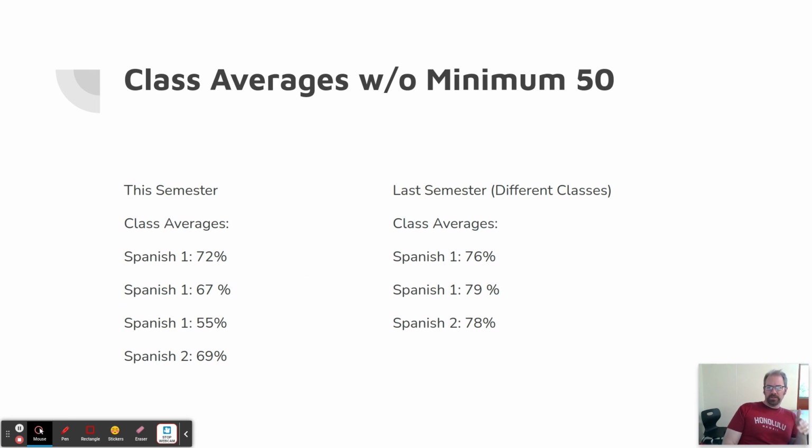This comparison here shows what my grades were like this semester versus last semester if I take away the minimum 50 completely. Last semester is on the right, no minimum 50, just your standard 0 to 100 gradebook. Those are my class averages, so you can see I got basically C average students across the board. If I look on the left-hand side, this is the gradebook all semester. I had minimum 50, and then at the very end, if I take it away, which I didn't for the students, but if I did, these are what their grades would be. Significantly lower, especially in some cases, right?